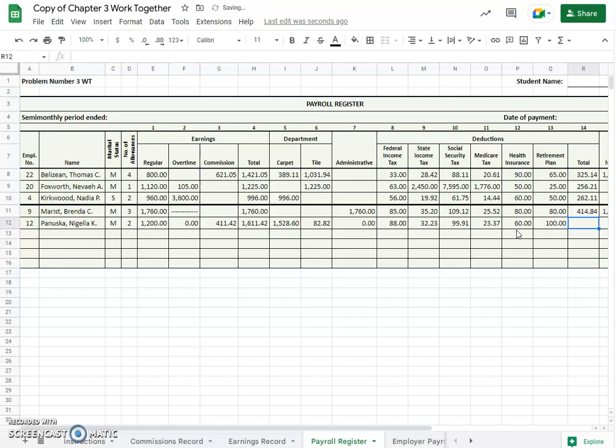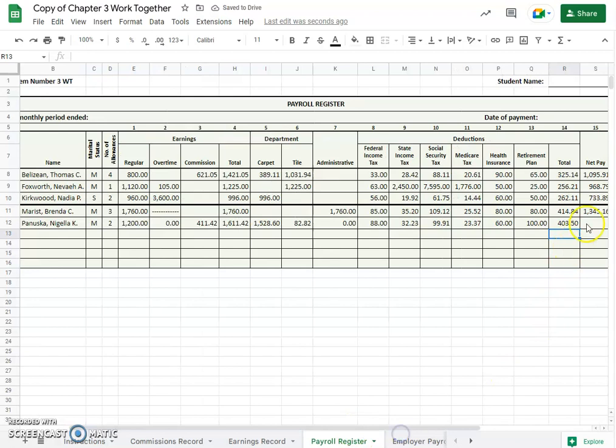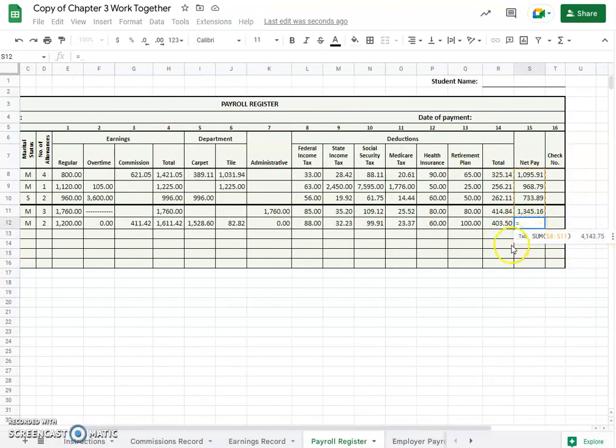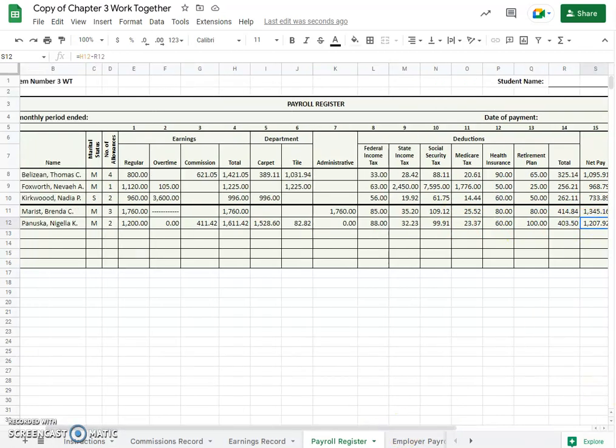What are our total deductions? We'll just do equals sum of these deductions. And so then what is our net pay? The amount we make the check out for as this business would be our total minus our total deductions. So $1207.92. There might be some rounding just because of the multiplication. Should be pretty close. Close enough for our purposes today.